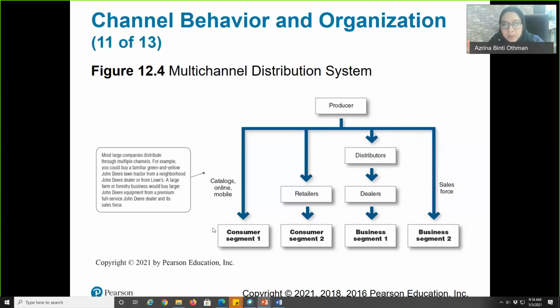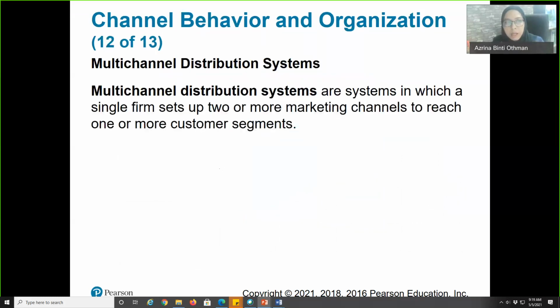So, there are two types of market. Consumer market and business market. So, bila ada consumer market and business market, kita panggil multi-channel distribution system. Dia tak boleh guna conventional, tak boleh guna vertical, tak boleh guna horizontal. Boleh guna multi-channel distribution system. Okay. Apa itu multi-channel distribution system? System in which single firms set up two or more marketing channel to reach one or more customer segments. Okay.